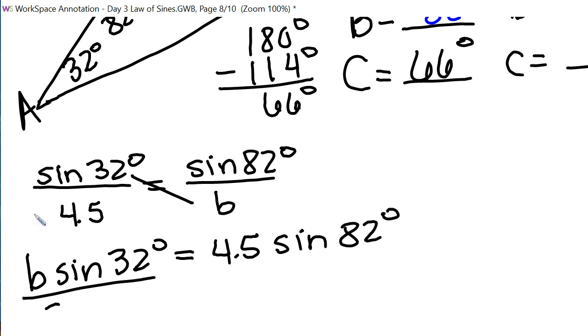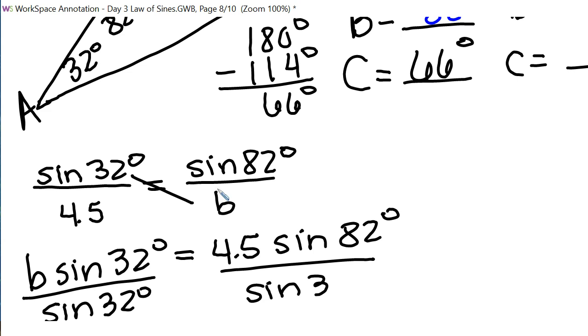Divide both sides by the sine of 32 degrees. And for sides, we'll round them to the nearest tenth. 8.4. We agree? So side B is 8.4.